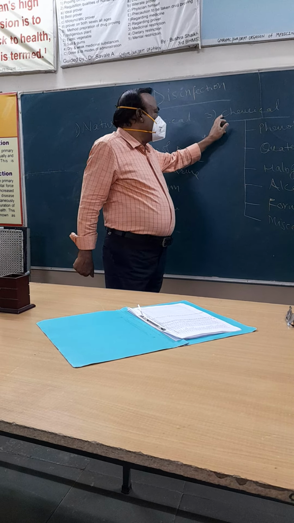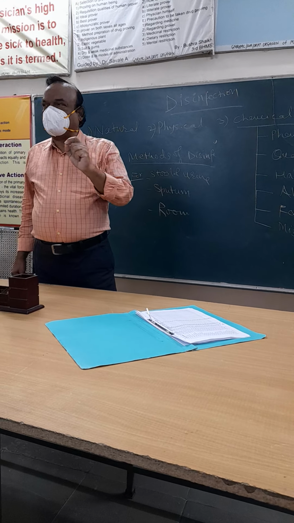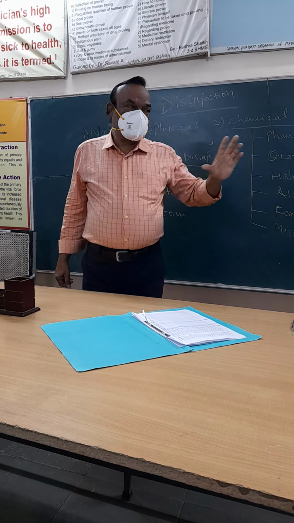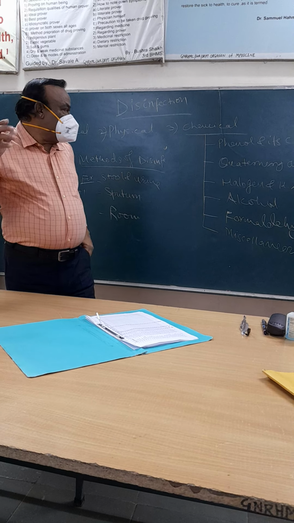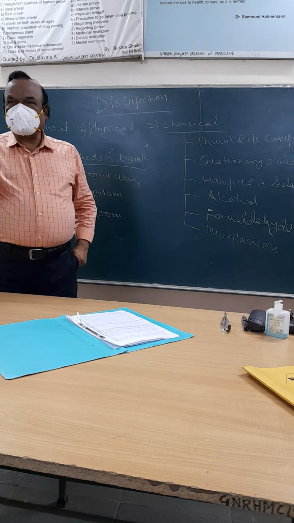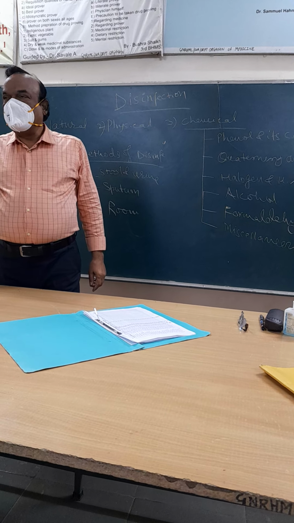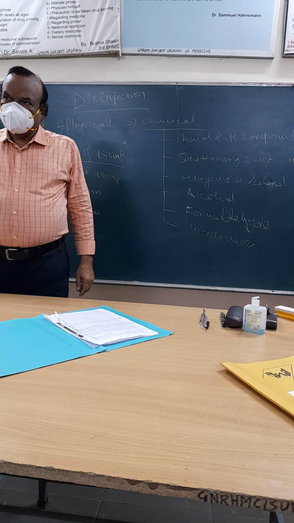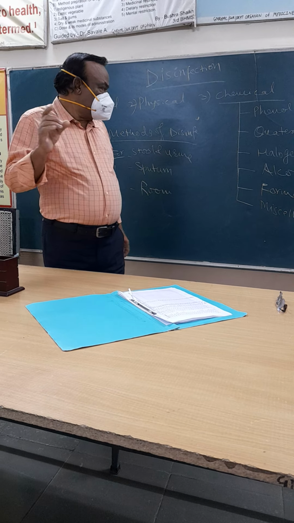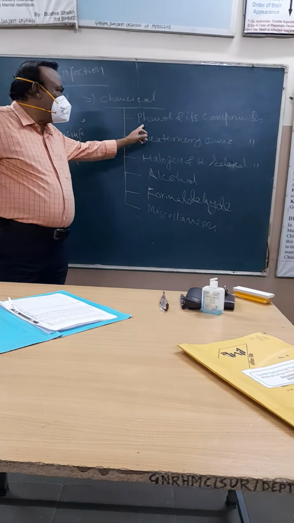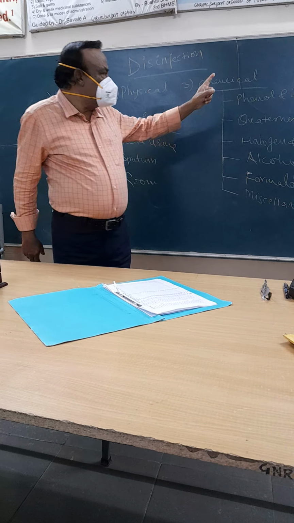The last thing which is remaining is the chemical disinfectant. For study purposes, they are classified under these 6 headings: phenol and its compounds, then the quaternary ammonium compounds, third is the halogen and its compounds, fourth is the alcohol, fifth is formaldehyde, and sixth is the miscellaneous. A short note is many times asked on disinfection. So now one by one you have to describe 1, 2 or 3 examples of each of these.